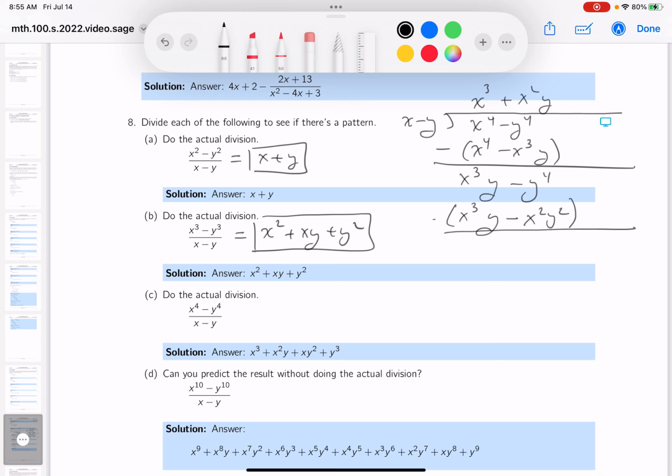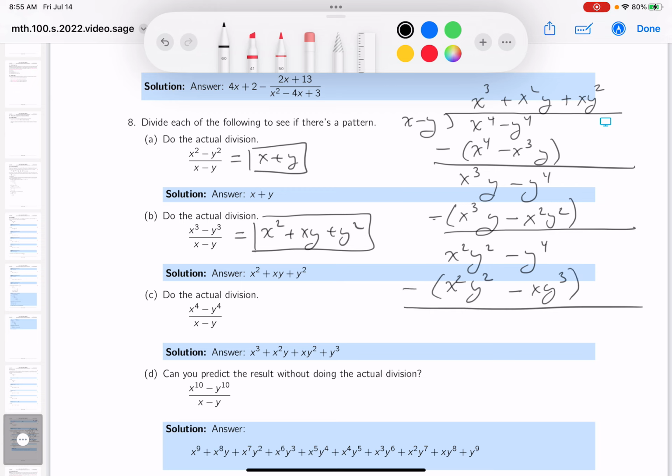What are you going to do? Subtract. More of a challenge, though, isn't it? What do you get? x squared y squared minus y to the fourth. Repeat. What do you get here? Looks like x y squared. What do you get there? x squared y squared minus x y cubed.